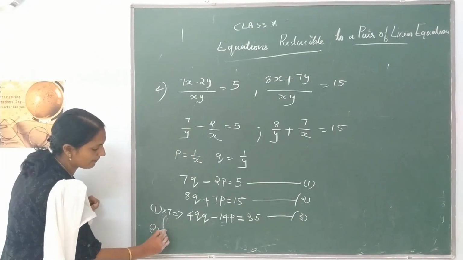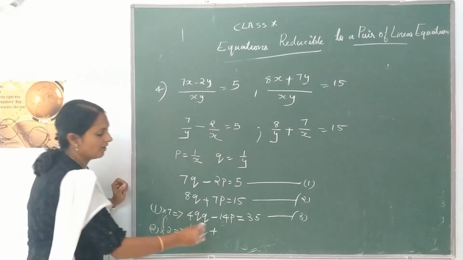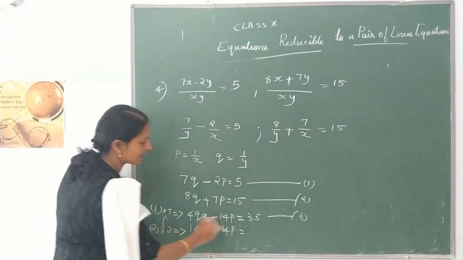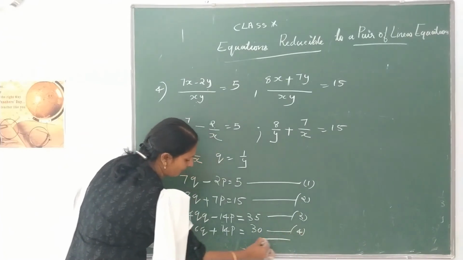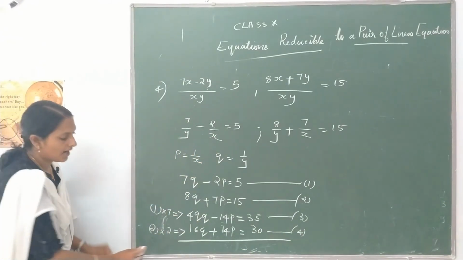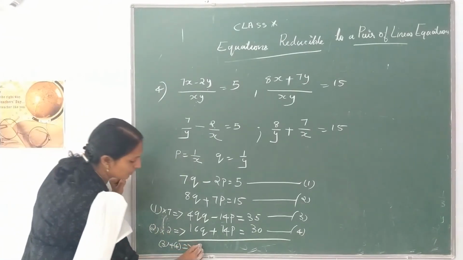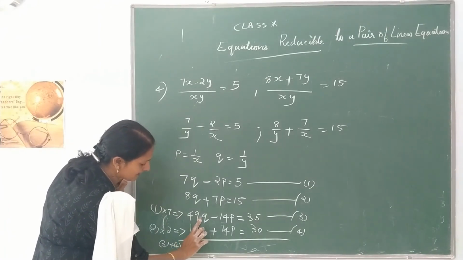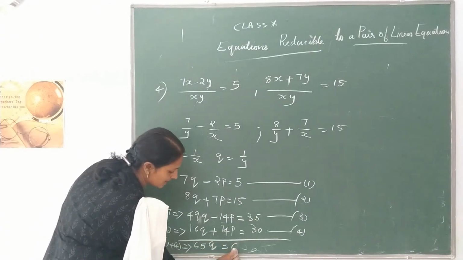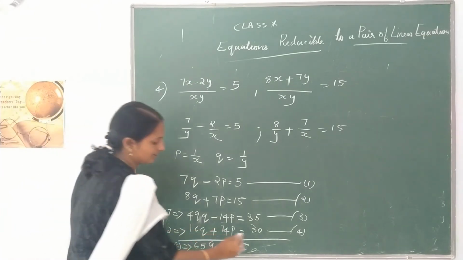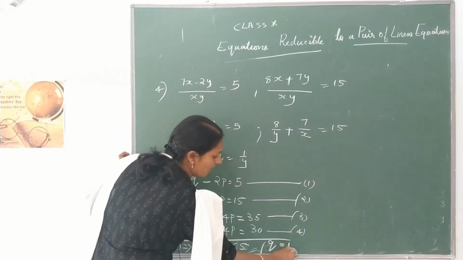Then second equation by 2. That is 16q plus 14p is equal to 15 into 2, that is equal to 30. This is equation number 4. Then adding 3 plus 4, that is equal to 49 plus 16, that is equal to 65q is equal to 65. Then q is equal to 65 divided by 65, that is equal to 1.